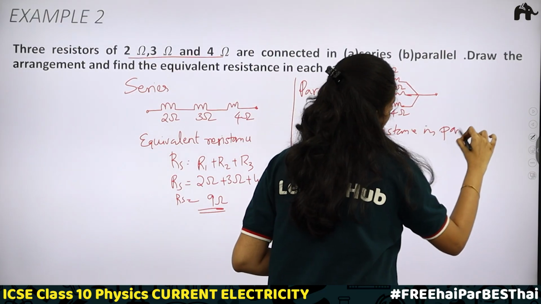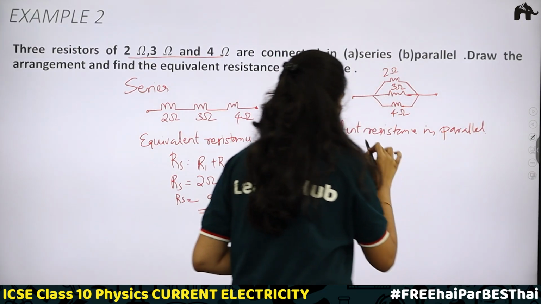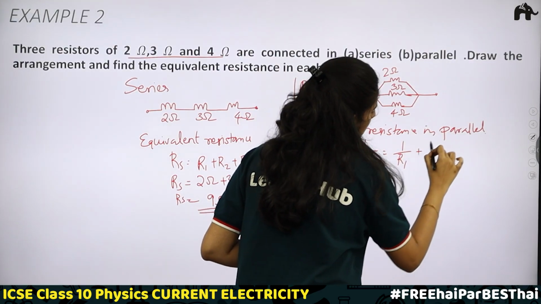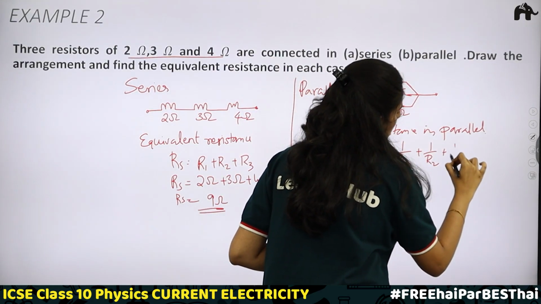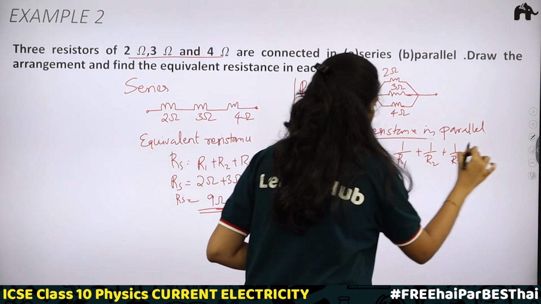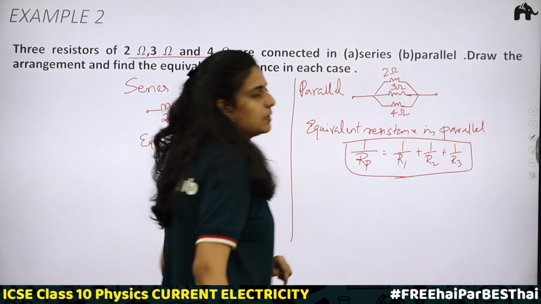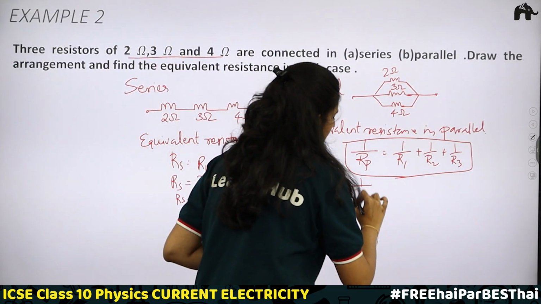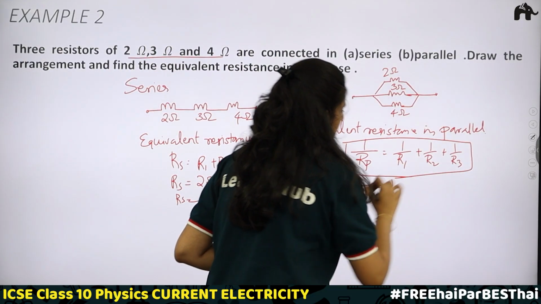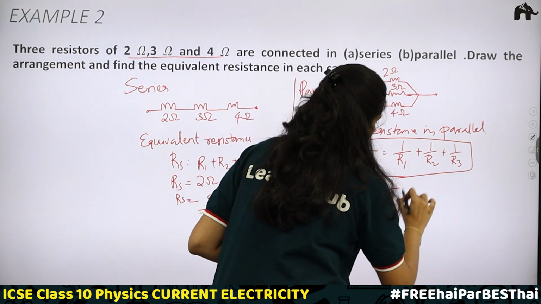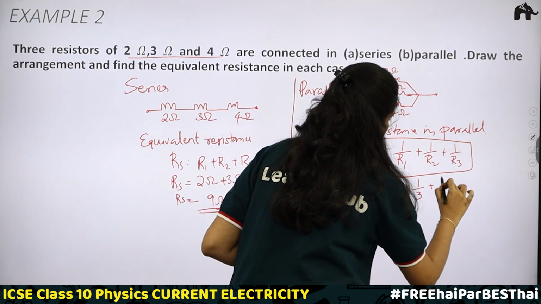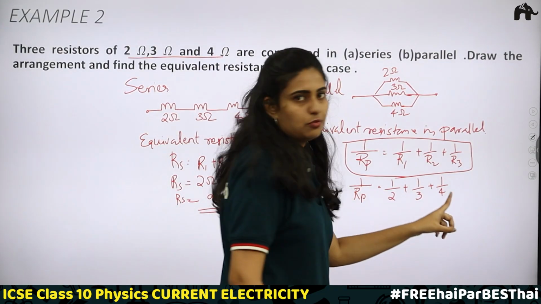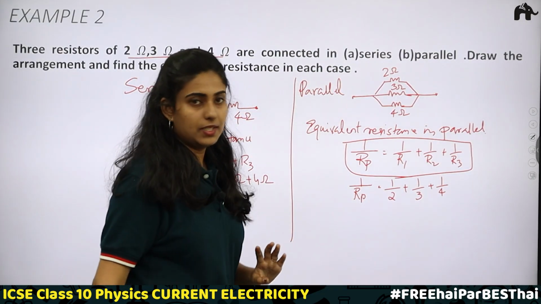Equivalent resistance in parallel. Okay. We have 1 by Rp is equal to 1 by R1 plus 1 by R2 plus 1 by R3. Since there are 3 resistors, you will be having 1 by Rp is equal to 1 by R1 plus 1 by R2 plus 1 by R3. 1 by Rp is equal to 1 by 2 plus 1 by 3 plus 1 by 4. So what is the LCM? 2, 3, 4. When you take the LCM, denominator you will be getting 12.